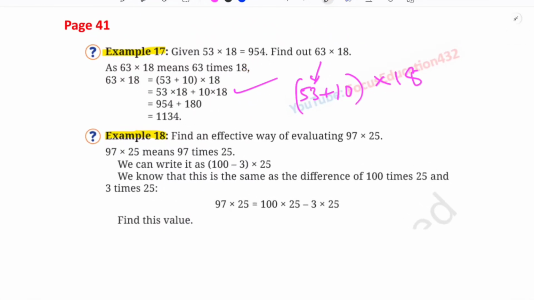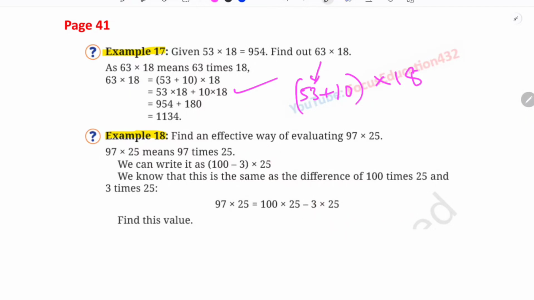The advantage. Another example: find an effective way of evaluating 97 multiplied by 25. That means we should not multiply directly and give the answer. No, this is not expected. So 97 can be written as 100 minus 3, and our multiplication will be easy. 97 can be written as (100 minus 3) multiplied by 25. So 25 multiplied by 100 minus 25 multiplied by 3.